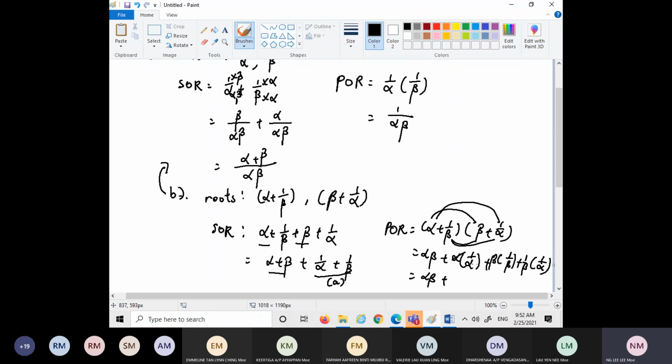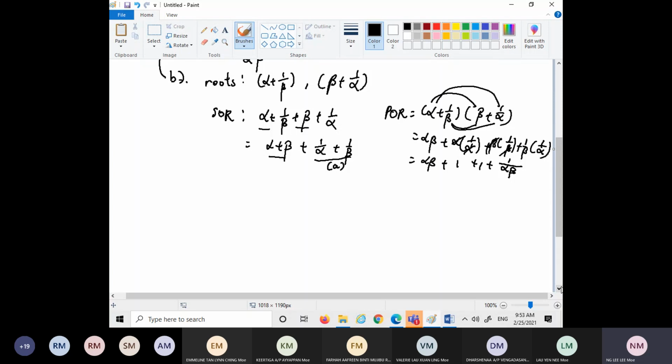So alpha beta done. This and this can cut, you get 1. This and this can cut, you get another 1. This part, numerator 1 times 1, denominator alpha beta. So you can replace the alpha beta. This one also you can replace the alpha beta. This one 1 plus 1 then is 2. Then you can continue. This is for the part B.